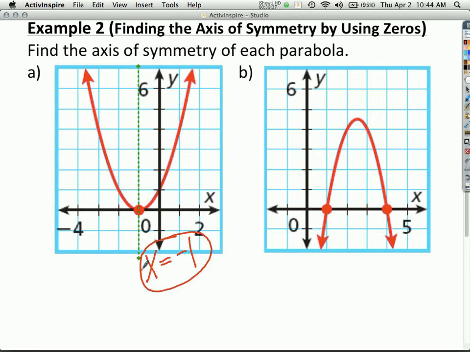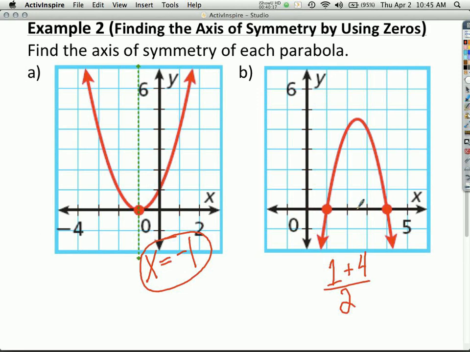No questions? Okay, part B has 2 zeros. So here's where we need to find the average, and you're going to see why doing the average is actually a great approach. This 0 is 1. This 0 is 4. If we find the average of that, what do we get? Simple mental math. Natalie? 2.5. Very good. So now we know that the axis of symmetry is going to pass through 2.5.